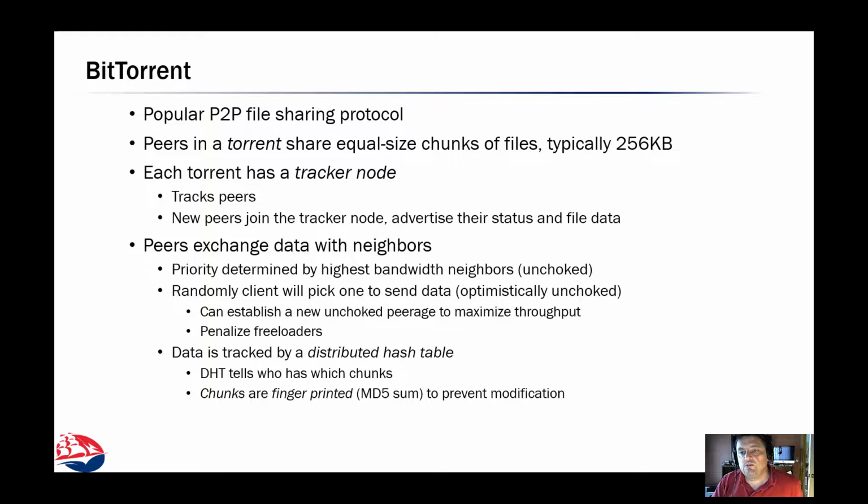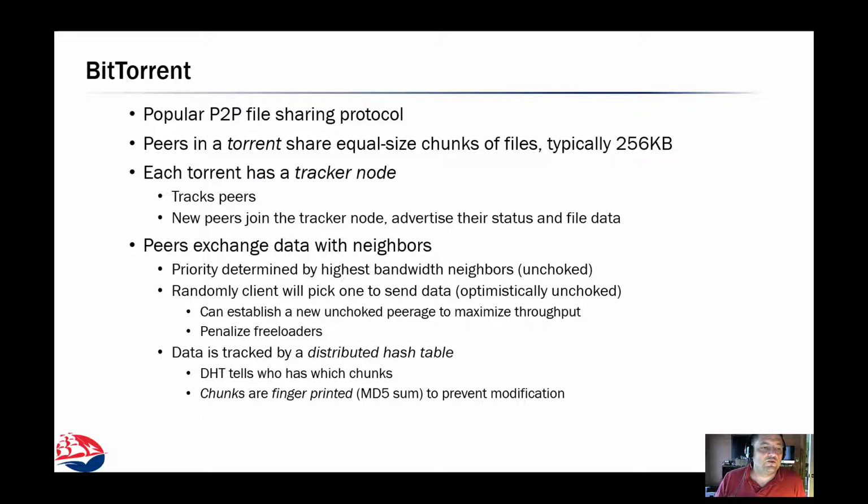As I mentioned before, BitTorrent is probably the most popular peer-to-peer file sharing protocol around. Peers in a torrent share equal-sized chunks of files, typically 256 kilobytes. Each torrent has a tracker node, and that tracker node is almost like a central server. So even though we're doing peer-to-peer, we have a little bit of central information. But as long as the tracker is up, the whole torrent is up. But this tracker isn't serving the data like it would be in client-server.